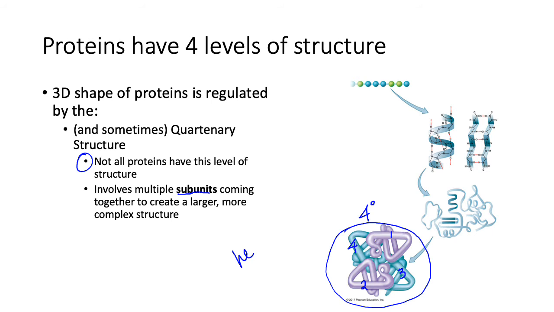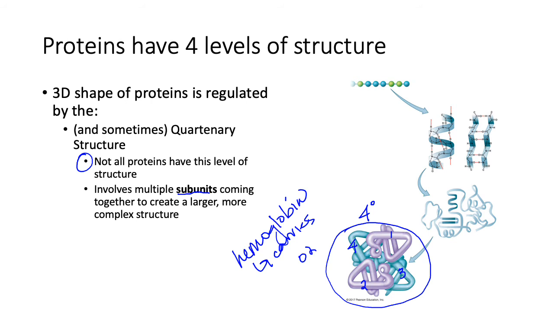A common example of a protein that has quaternary structure is hemoglobin. This is a molecule that's responsible for carrying oxygen in our blood. But this is a protein that requires 4 of these subunits to come together in order for it to carry oxygen properly in our red blood cells.